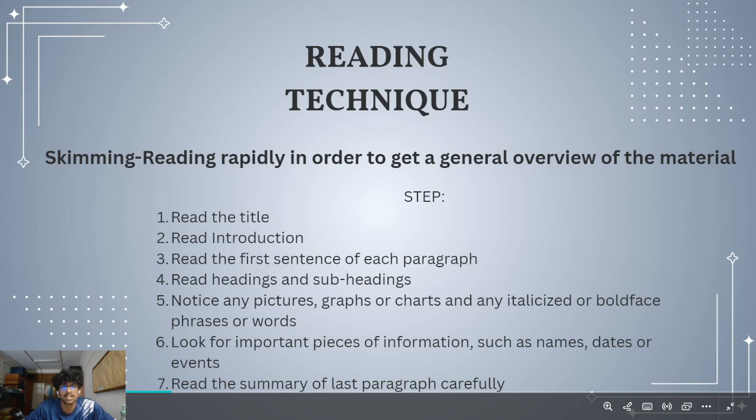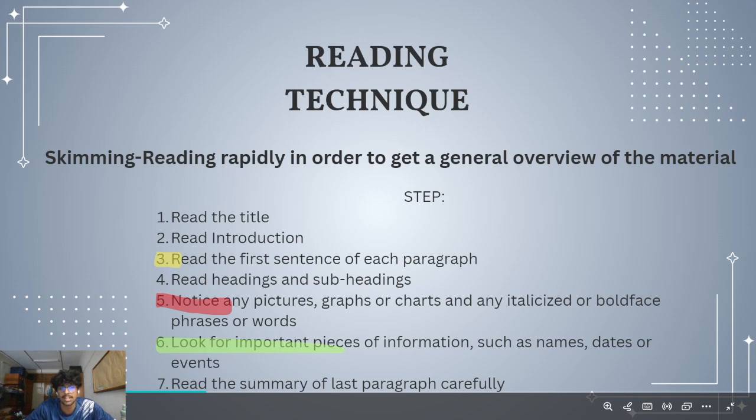So the steps are, first you read the title, next you read the introduction, next you read the first sentence of each paragraph, next you read the headings and subheadings, next you notice any pictures, graphs or charts and any italicized or bold-faced pictures or words. Next, you look for important pieces of information such as names, dates, or events. And last, you read the summary of the last paragraph carefully.